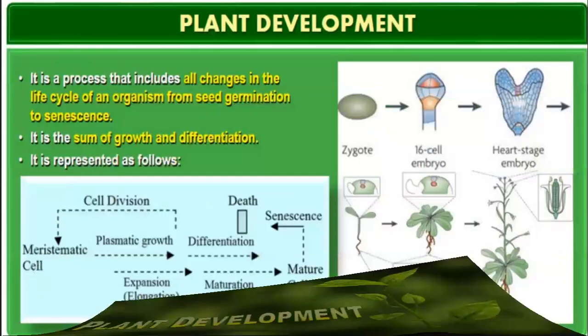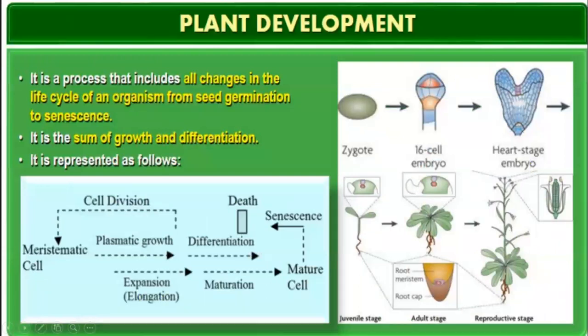So let's get started. A very small topic. What is plant development? It is a process that includes all the changes associated with growth, all the changes from seed germination to senescence. What is senescence? Senescence means old age.